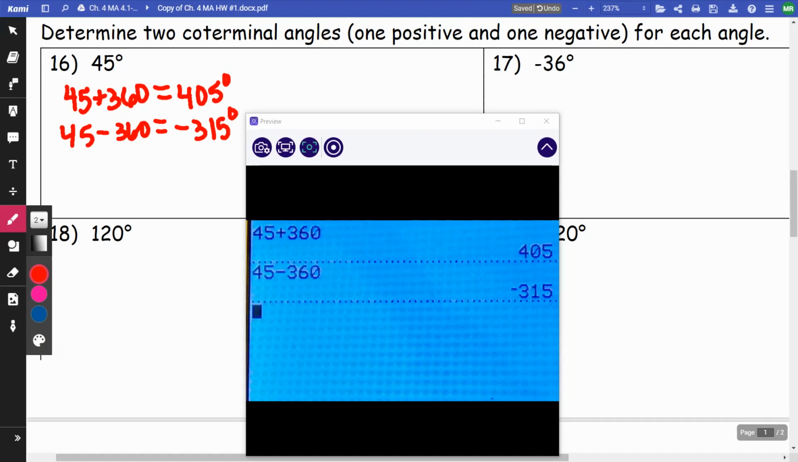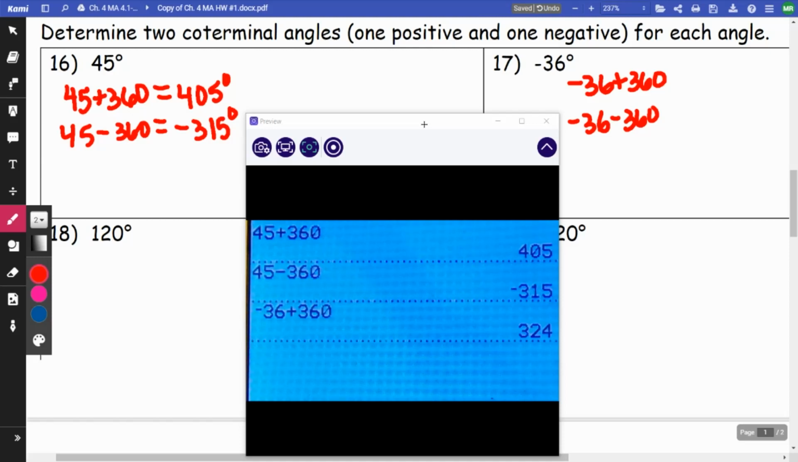Over here, I'm going to do the same thing. I'm going to start with a negative 36, add 360, start with a negative 36, subtract 360. So a negative 36 plus 360 is a positive 324 degrees. That's going to be my positive. A negative 36 minus 360 gave me a negative 396 degrees.